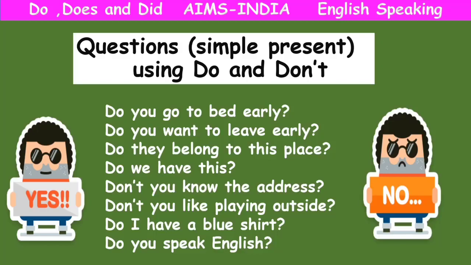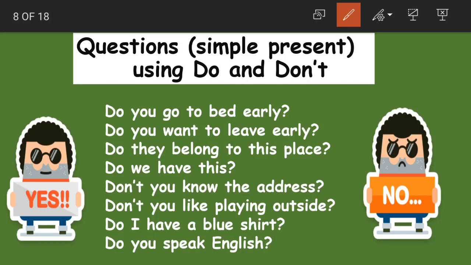Now, how do we use do and don't in question forms? In question forms, for yes or no answers, how do you use do and don't in simple present tense? See here, like, do you go to bed early? If you want to ask your friend whether he sleeps early every day, you can ask him, do you go to bed early? The answer may be yes, I go to bed early, or no, I don't go to bed early.